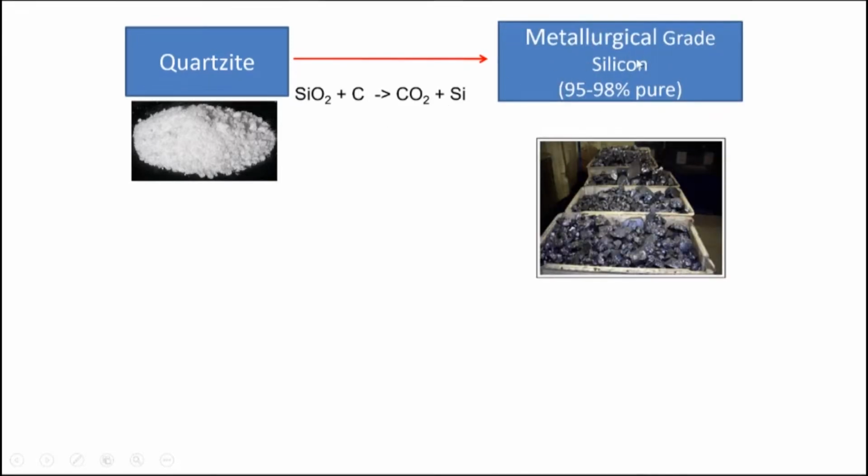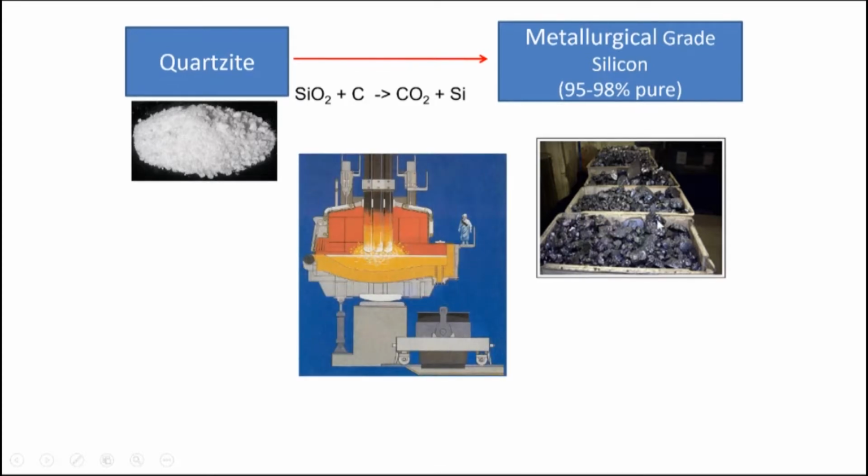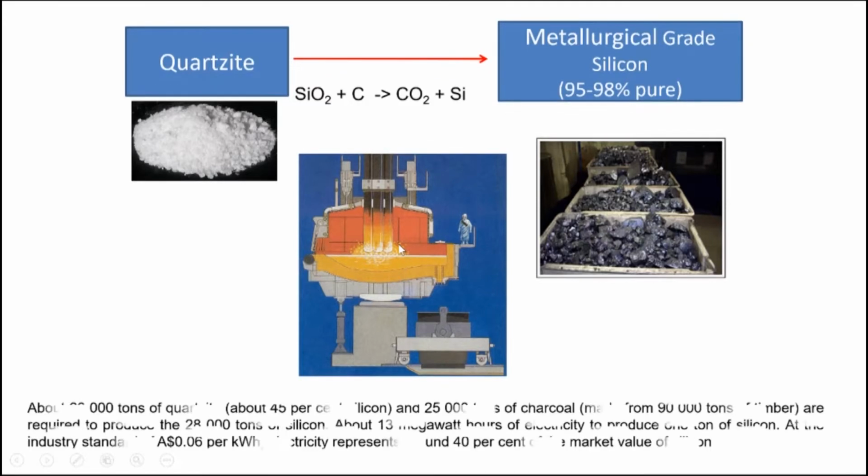We call it metallurgical grade silicon. It's not very pure, 95 to 98% pure. And this is what we end up with. But on this kind of silicon we cannot make our devices, our circuits. It's not pure enough. So what we do is we take this metallurgical grade silicon and we refine it.